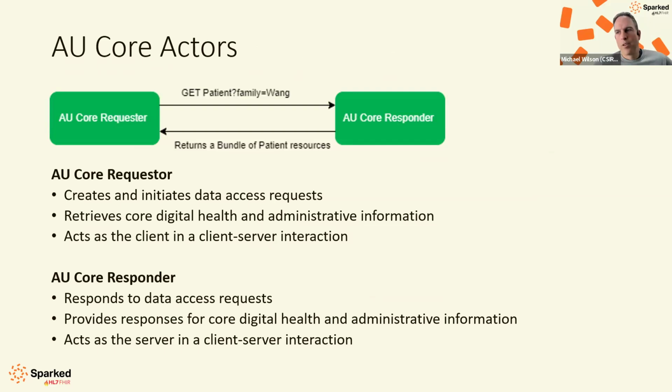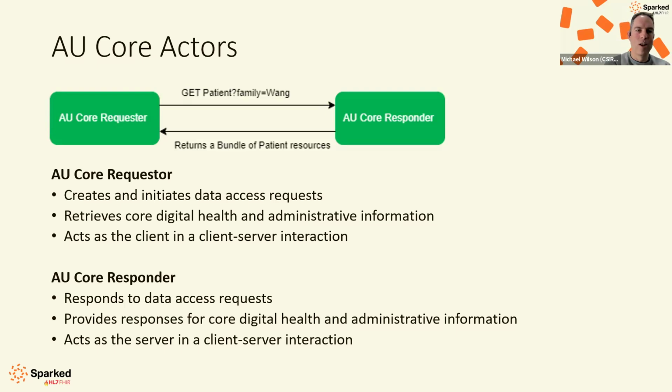For interaction support, AU Core defines two primary actors: the AU Core requester and the AU Core responder. The AU Core requester creates and initiates data access requests. It retrieves core digital health and administrative information and acts as a client in a client-server interaction. On the other side is the responder, which responds to data access requests, provides responses for core digital health data and administrative information, and acts as the server in a client-server interaction.